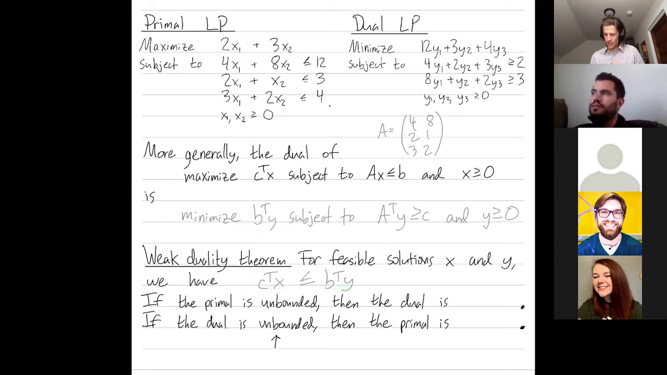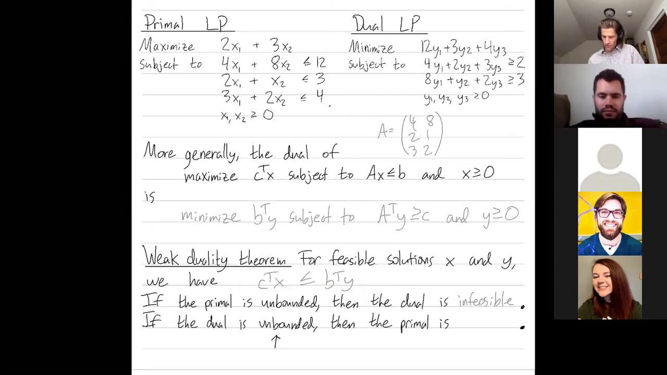Because if you said, hey, I'm trying to make B transpose Y as small as I want, but let's not be greedy. Let's just see if I could get B transpose Y smaller than 1,000,000. Well, you can't, because I can make C transpose X 1,000,000,000, and then B transpose Y has to be at least 1,000,000,000. So if the primal is unbounded, then the dual is infeasible. You can't obtain any value for B transpose Y because C transpose X can be as large as you want.